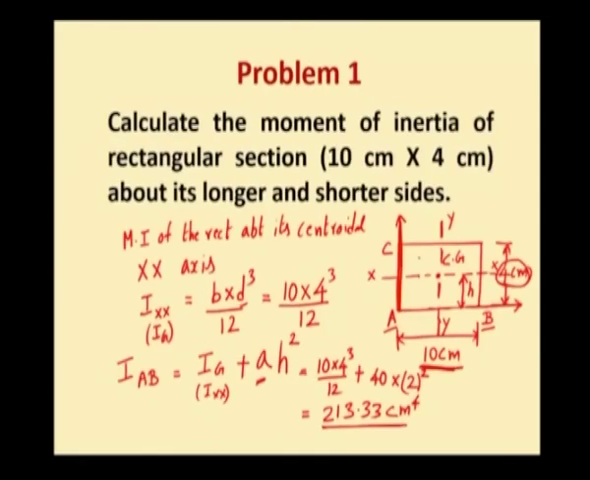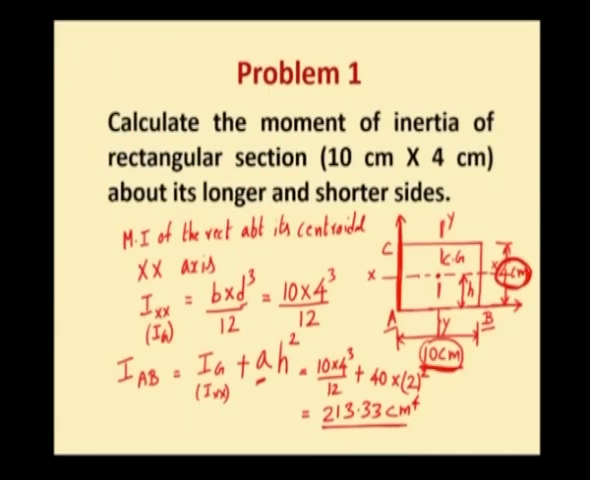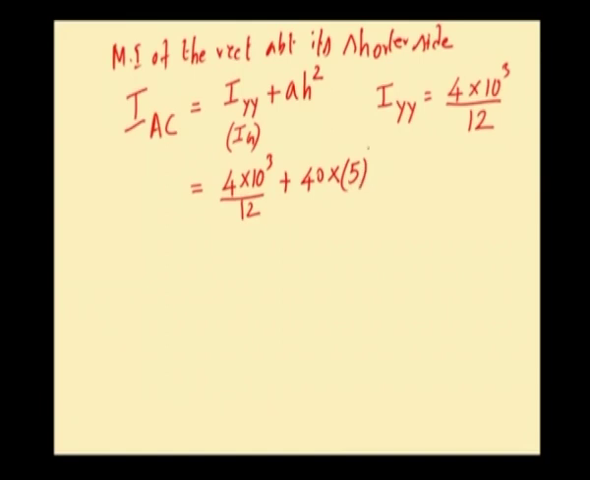I_YY for this rectangular section: this is the YY axis. The dimension parallel to the YY axis is 4 centimeter, which will be taken as b here for calculating I_YY. The other dimension, 10 centimeter, will be taken as d here. So, I_YY will be 4 into 10 cube by 12, plus the area of the rectangle, 40, into h square. h is the distance between the centroidal YY axis and the shorter side AC. This is our h, which will be 10 centimeter by 2. So, h square will be 5 square.